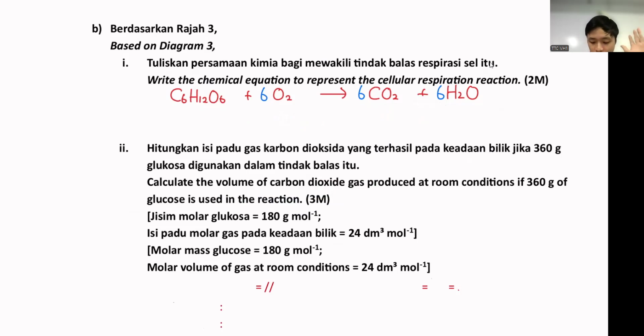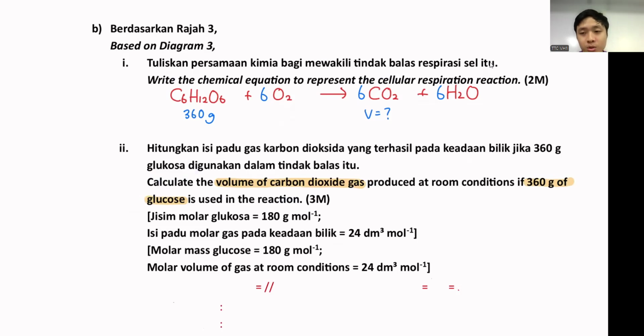So highlight, first of all, find the volume of carbon dioxide gas. Which one is carbon dioxide gas? CO2. So below CO2, you write V equals question mark. Second, 360 grams of glucose is used. Which one is glucose? C6H12O6. So below this, you write 360 grams.